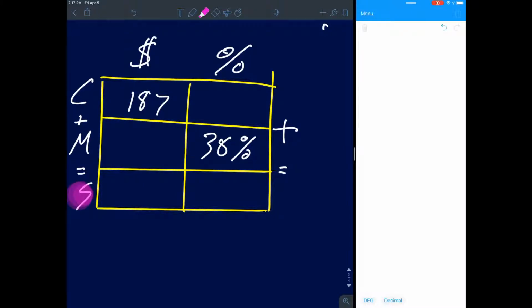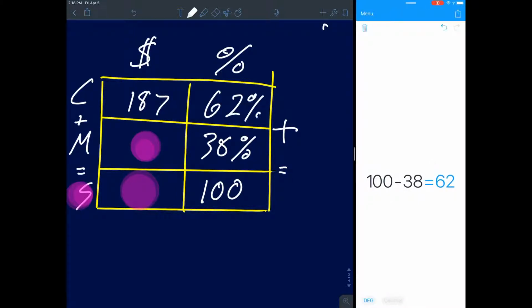It would be really easy if it was based on the cost, but it's not. So we have to do a little backwards math, and that's okay. That says find the selling price and the markup for the camera. Well, because we know it's based on the selling price, that's 100%. And 100 minus 38 is going to give us 62%. Now that we have that, we can find the portion of the selling price, and 187 divided by 0.62 will give us 291.93.